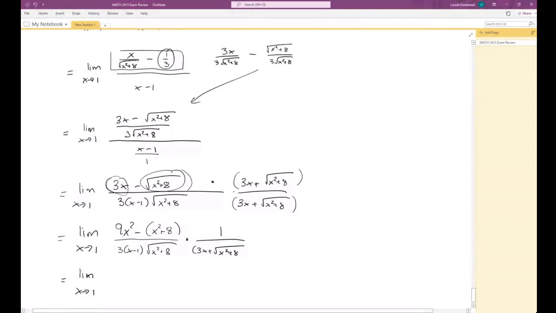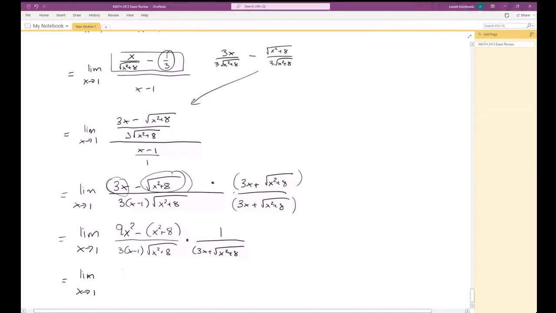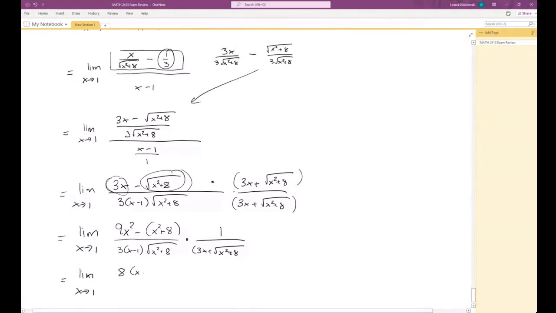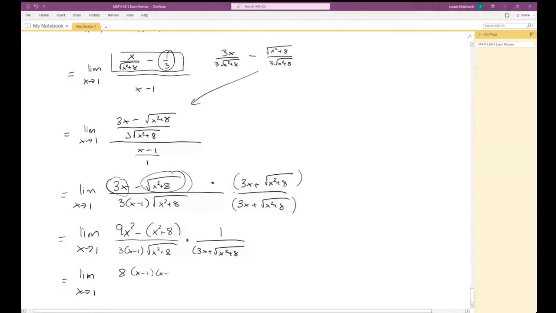Okay. So then, 9x squared minus x squared, factor out an 8. X squared minus 1 can be factored into the product of conjugates.